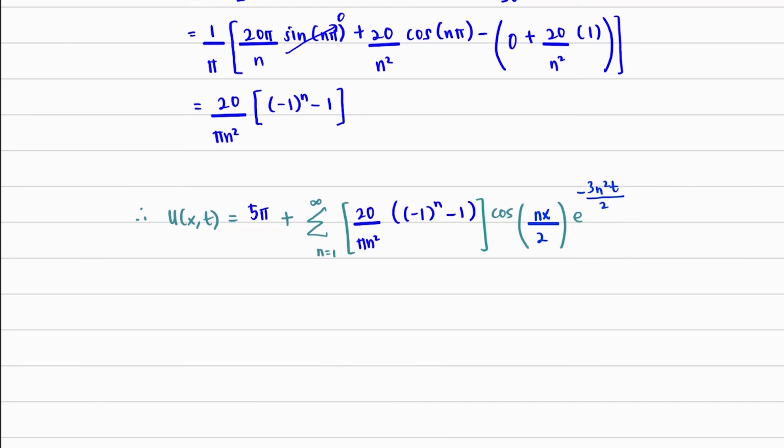Alright, this concludes the step-by-step explanation for heat equation case B.